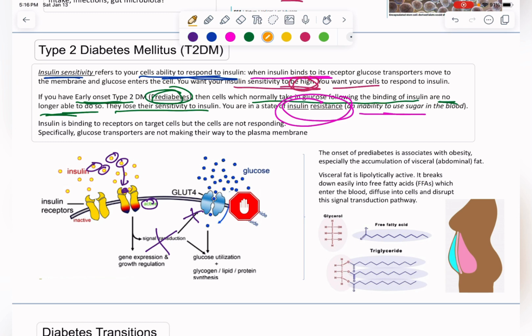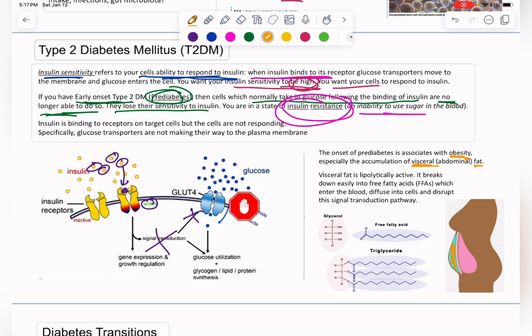And you might be asking, okay, well, what causes this to happen? What causes a state of insulin resistance to happen? Well, the onset of prediabetes, the onset of insulin resistance, is associated with obesity, and especially the accumulation of what we call visceral fat. So fat underneath the skin is called subcutaneous fat, and that's one thing. But this fat that accumulates in the abdomen around the viscera, around the organs, this visceral fat is different. And this visceral fat is actually more dangerous.